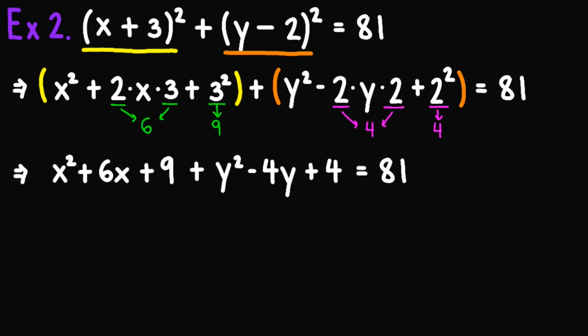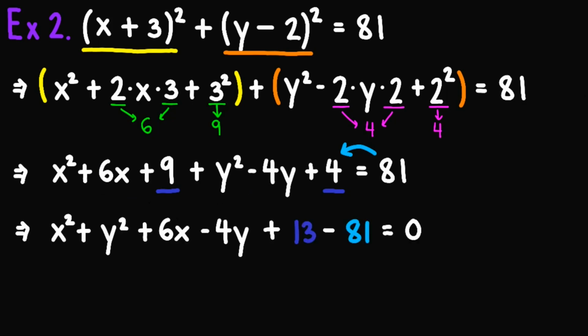And again, like how we did a while ago, we first start by adding these constants and moving the constant on the right to the left side of the equation. Aside from that, we rearrange this equation to our desired one. So we'll have here x squared plus y squared, again the degree 2 terms, plus 6x minus 4y, the degree 1 terms, and the constant 13 minus 81.